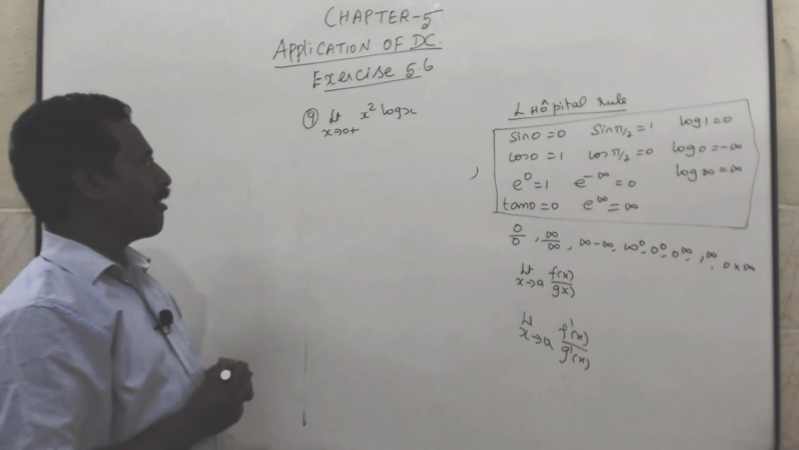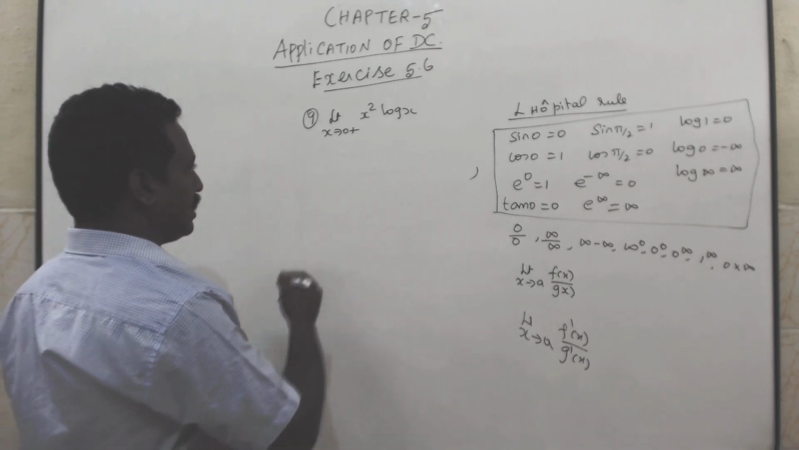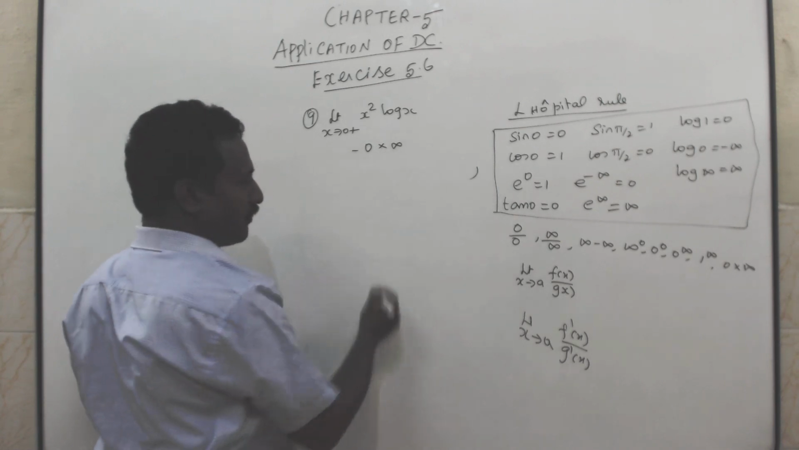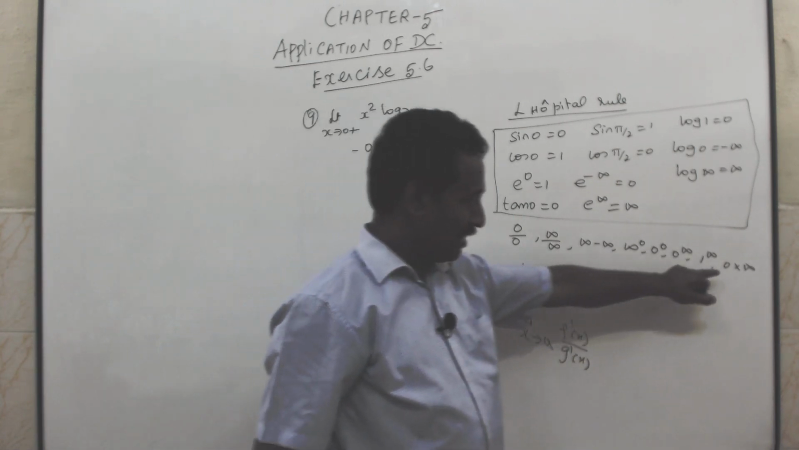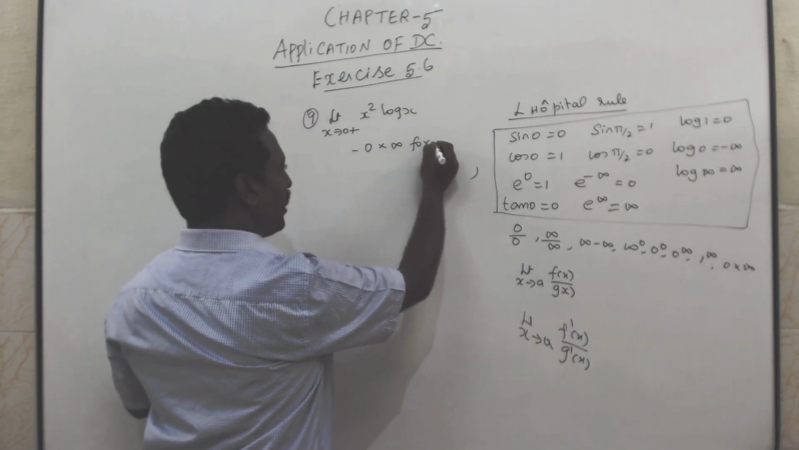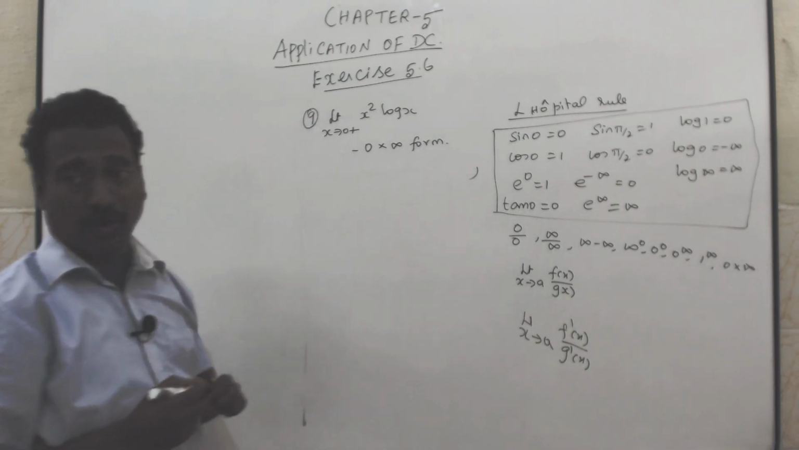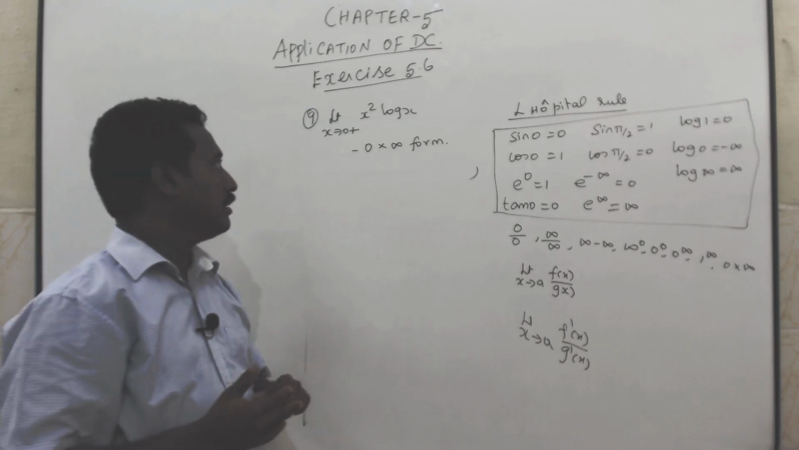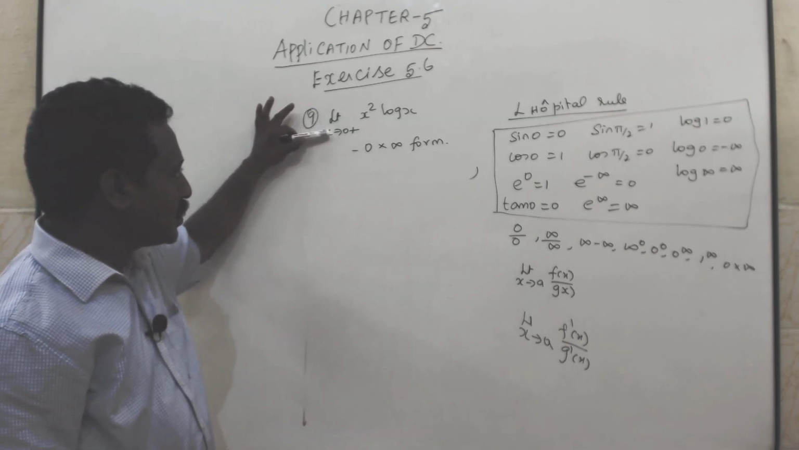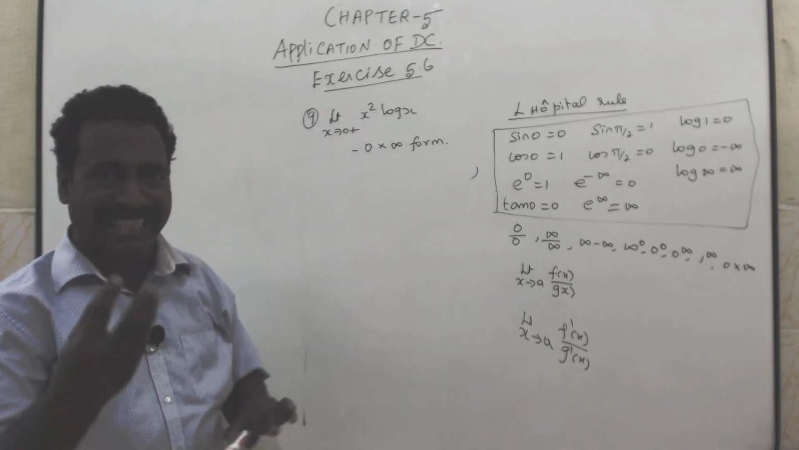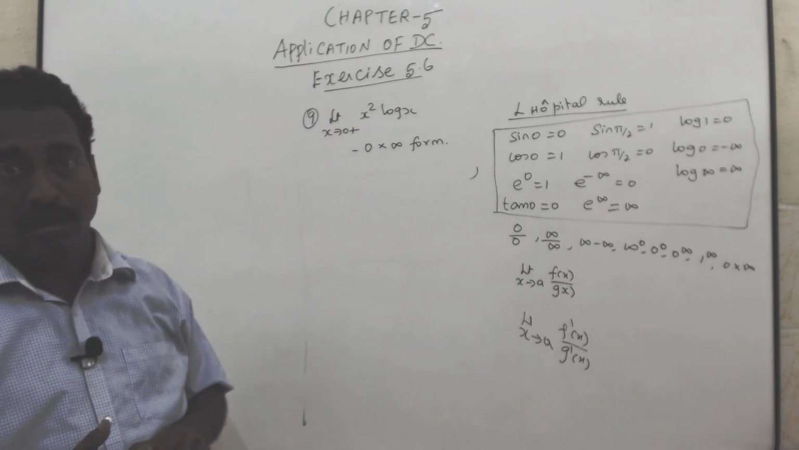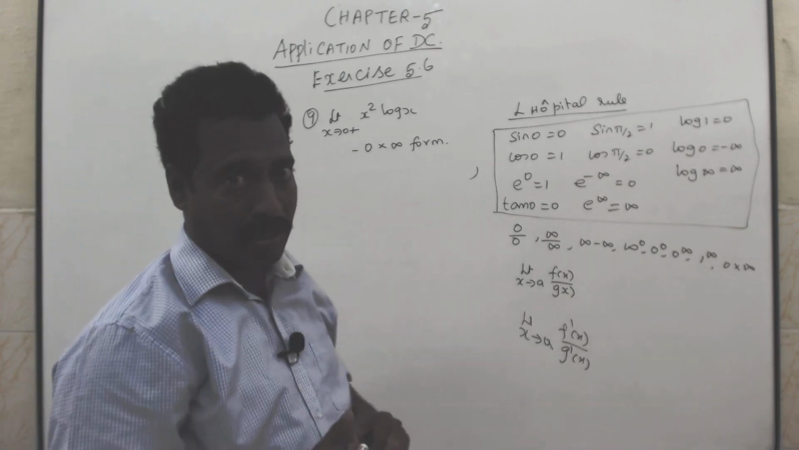The first step, when we put x equal to 0, log 0 is minus infinity, so it is 0 into infinity. It is an indeterminate form. So now we can't apply L'Hospital rule directly. We have limit x tends to 0, x square log x. It is not in the form of f of x by g of x. First you have to convert it into the general form.